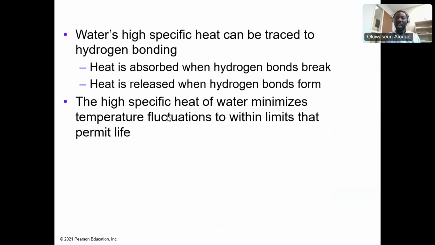Now, the heat that water molecules have is traceable to its hydrogen bonds. All right. It's simple to just look at it as the heat that is required to break the bond, or the heat that is released when the bond forms.